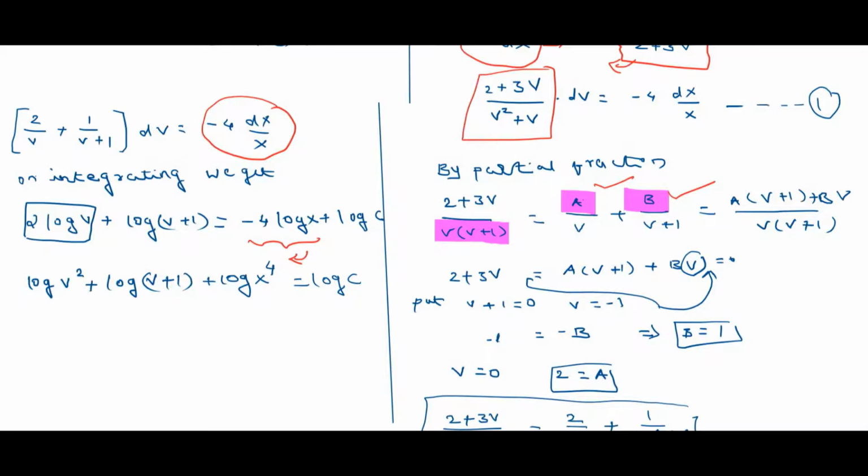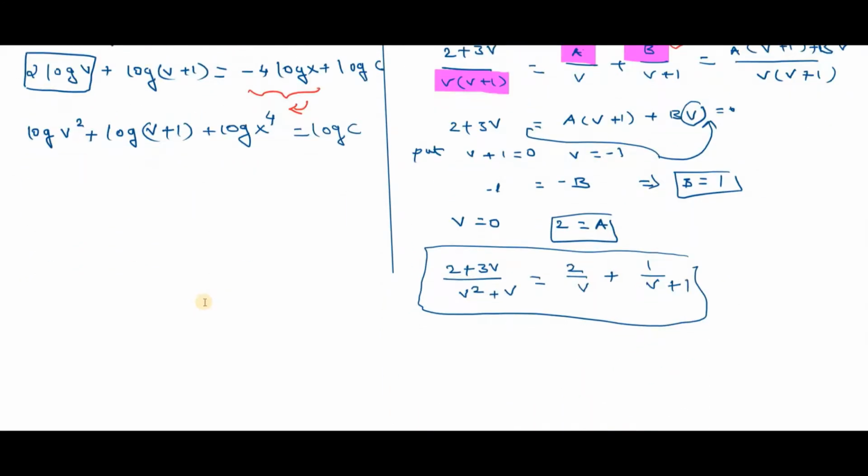Now log v square plus log v plus 1 plus log x raised to 4, that is log u plus log v plus log w. By using the logarithmic property, we can write it as logarithm of u into v into w. V square into v plus 1 into x raised to 4 is equal to logarithm of c. Now both sides, the log gets cancelled, so that v square into v plus 1 into x raised to 4 is equal to C.